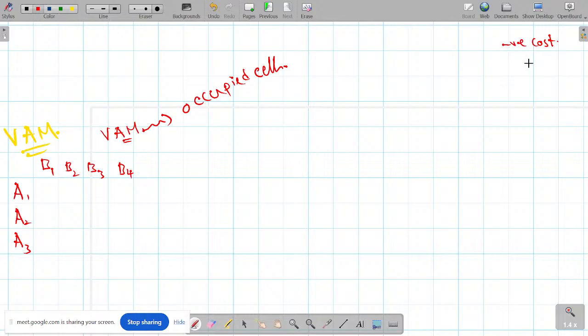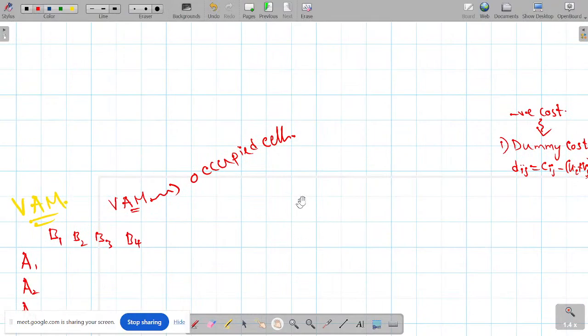When I'm talking about this negative value, I'm going to define a new cost called dummy cost. Okay, please try to understand. What is this dummy cost named as? Dij is equal to Cij minus (Ui plus Vj). Don't get confused. Don't see this as a formula. It's quite a very easy logic. What is this Ui and Vj?